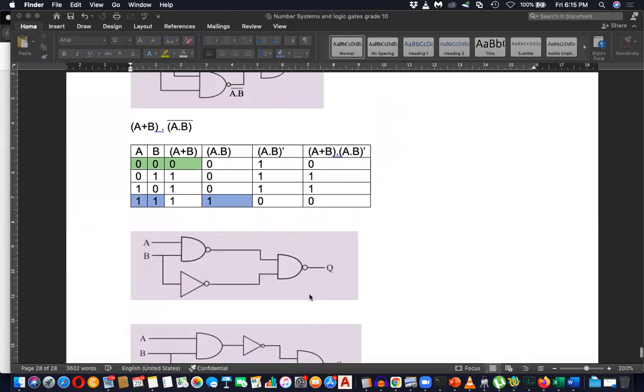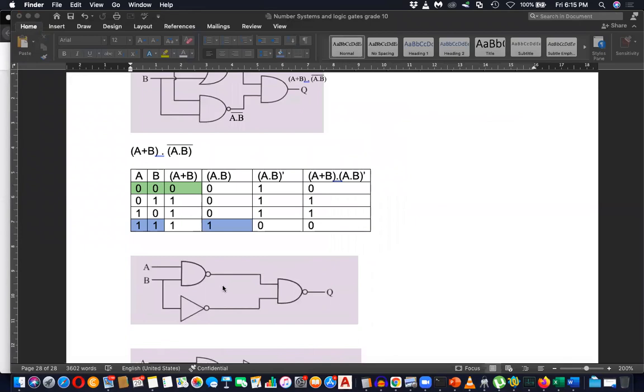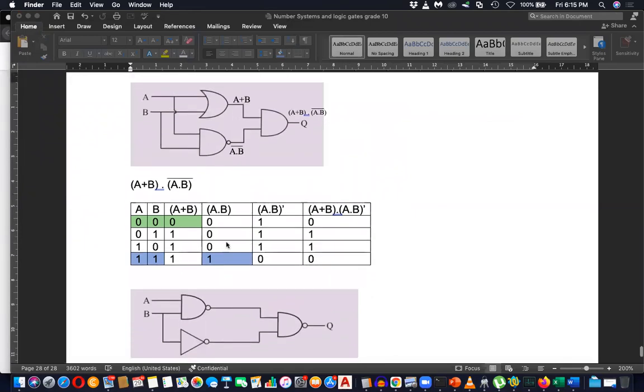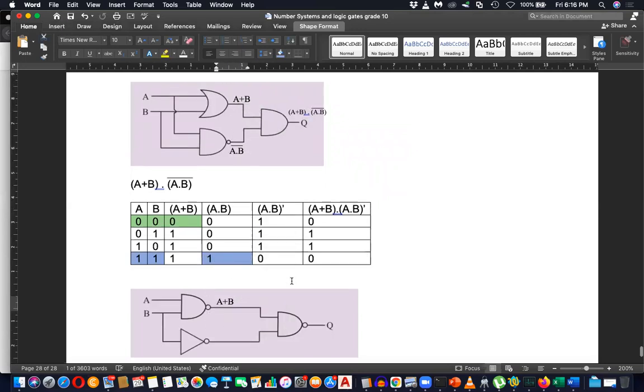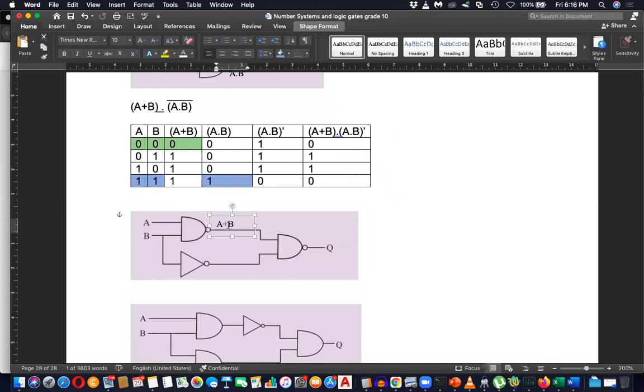So let's try it for the second one. Right. What are the inputs here, A and B? What is here? Can you tell me what to write here? Yes. A or B not. A and B, yes. A and B, everything not. Yes, because it is A and B, and the everything not.